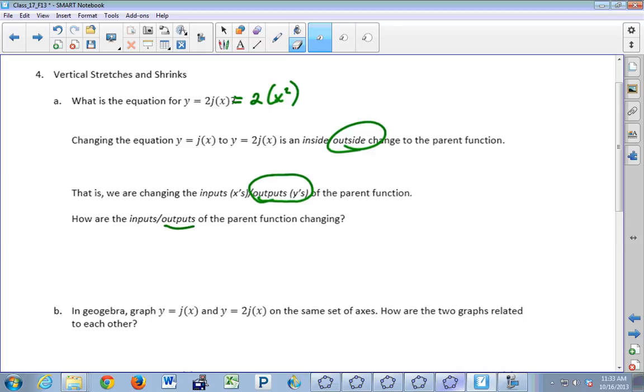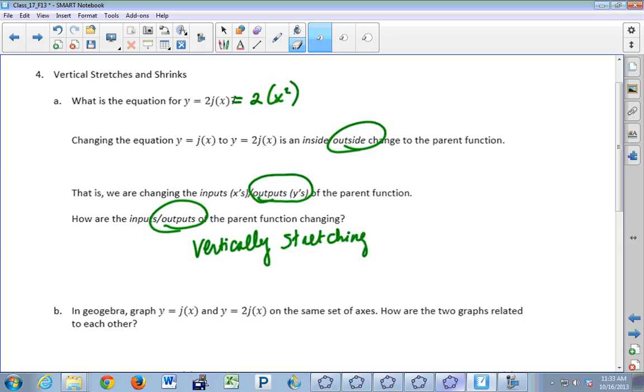How are these outputs changing? What's happening to my outputs? They're growing smaller or bigger? Bigger by what factor or what multiplier or what scale, or however you want to say it? 2, right? So because they're getting bigger, they're stretching. They're vertically stretching. Oh, stretching up.